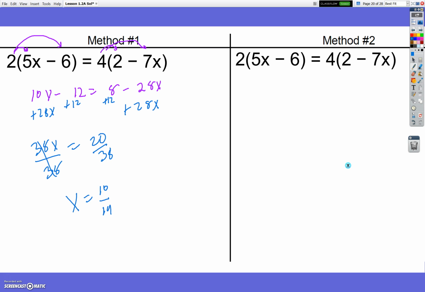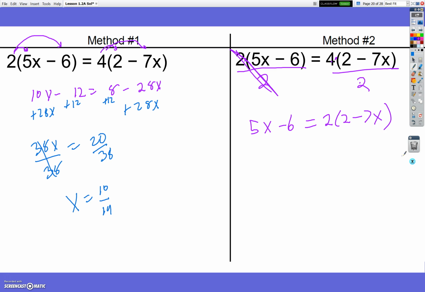So over here I need to do similar steps. Now I want you to see that I have multiplication on both sides. To get rid of multiplication, what we could do is divide both sides by 2. These would cancel and I'd be left with 5x minus 6 is equal to 4 over 2, which reduces to 2, times 2 minus 7x. This helps you solve it a little differently and you're able to cut out some time.